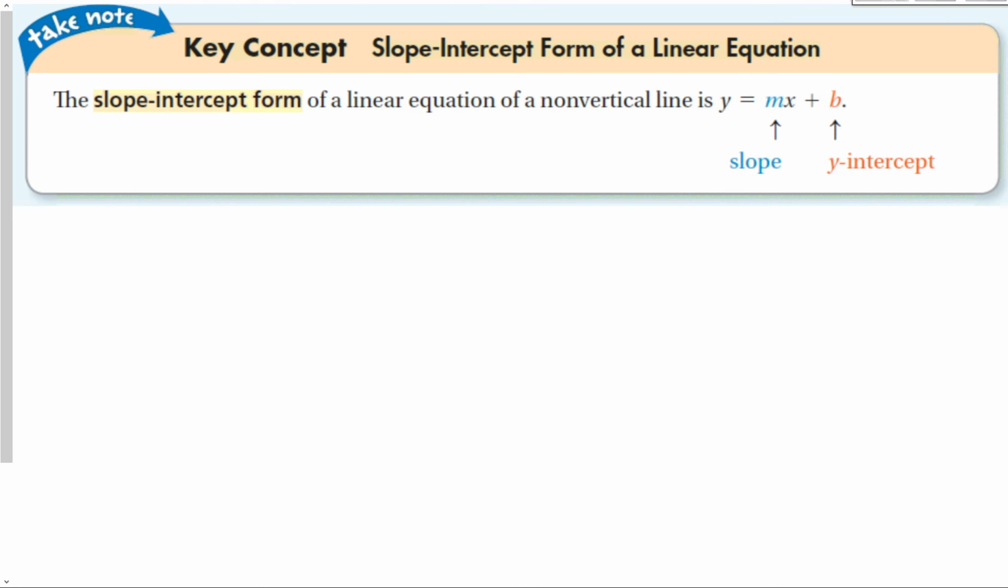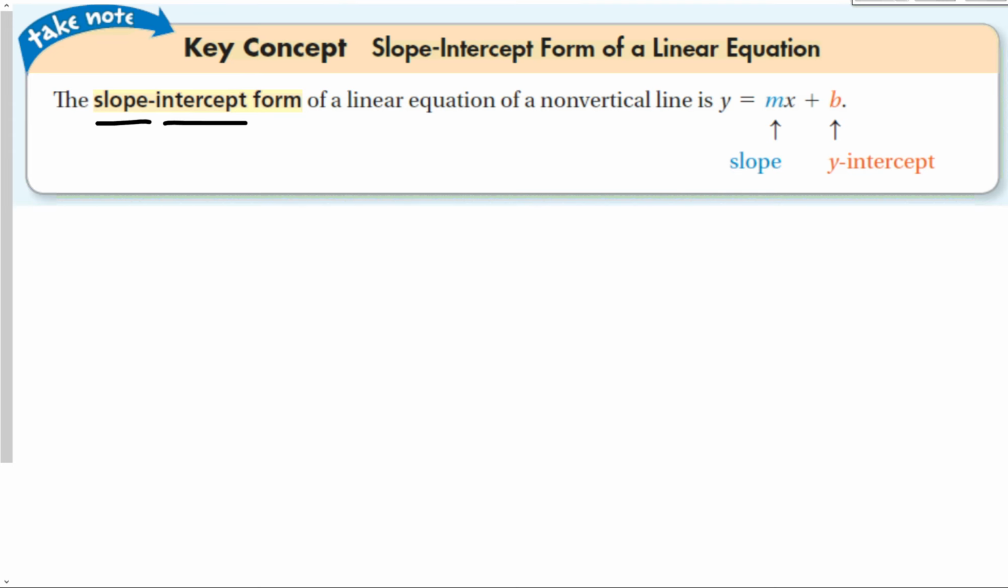All right, so the slope-intercept form, which is going to focus on the slope and the y-intercept of a linear equation of a non-vertical line, is y is equal to mx plus b, where m is the slope and b is the y-intercept. You'll see those letters.